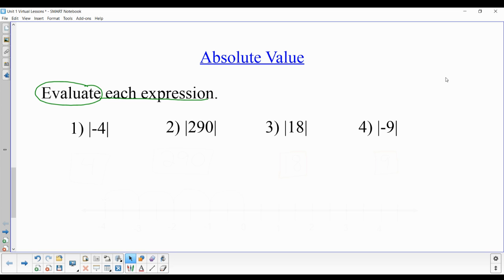Hello and welcome to how to find the absolute value of an integer. Before we start, let's go over what absolute value means. Absolute value means you are finding a number's or an integer's distance from zero on the number line.